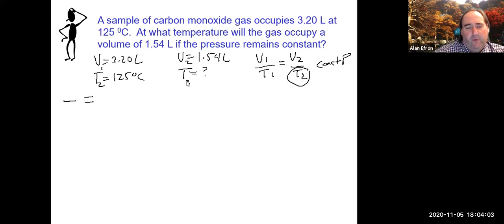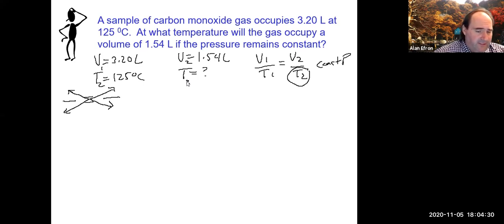Rearranging some of these equations is sometimes difficult for people. A quick way is that anytime you move something across the equal sign, it ends up in the opposite location. If it was up on top on the left, it will end up on the bottom right, and vice versa. If it was up on the right, it would end up on the bottom left. So basically you just move things across, and that's a fast way to rearrange it.